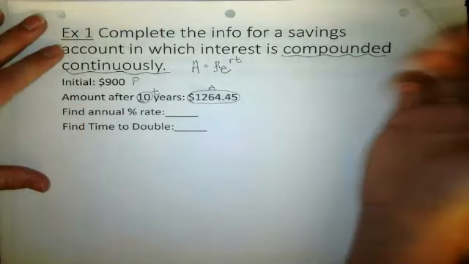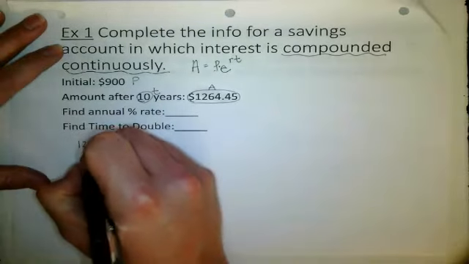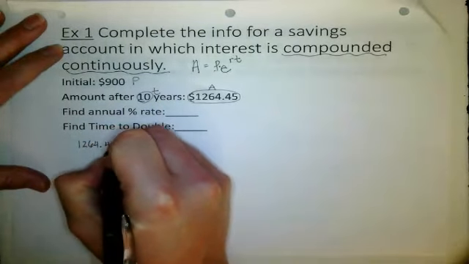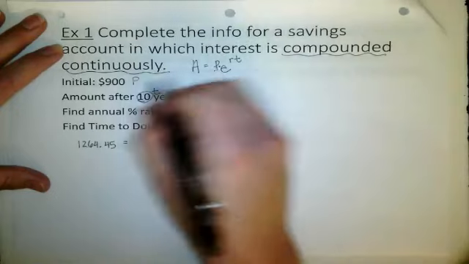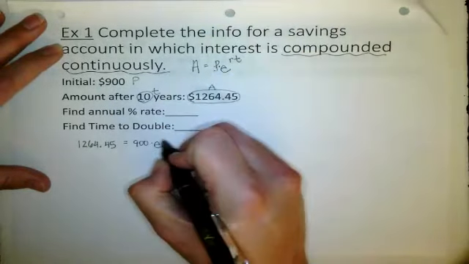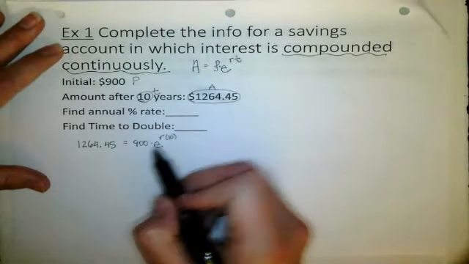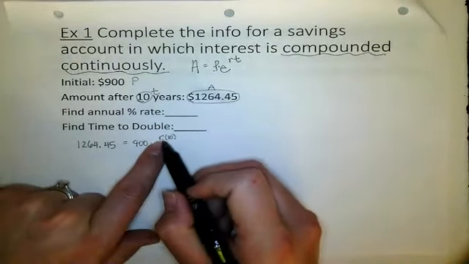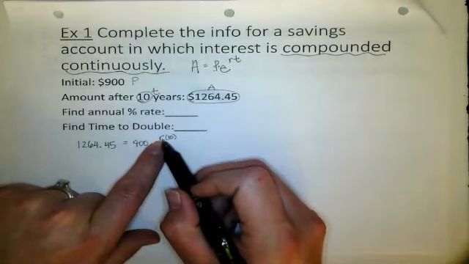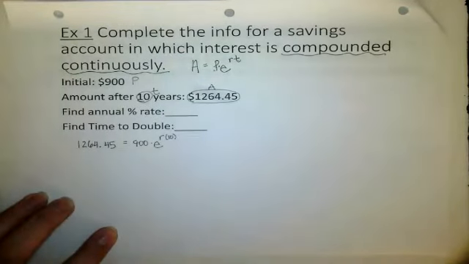And let's see, if I plug that in, for A I have 1264.45 equals P, which was 900, times e to the RT. R, I don't know, T is 10. And so you can see just by plugging in all that information, they're going to allow me to solve for R. And so I can do that to find R. I'm going to start by dividing by 900.